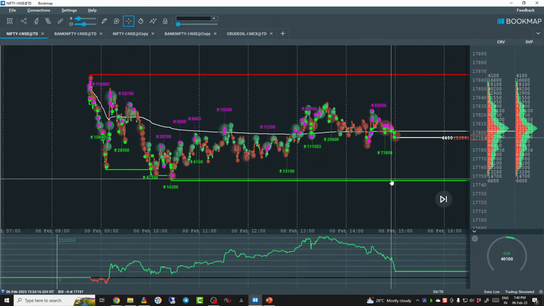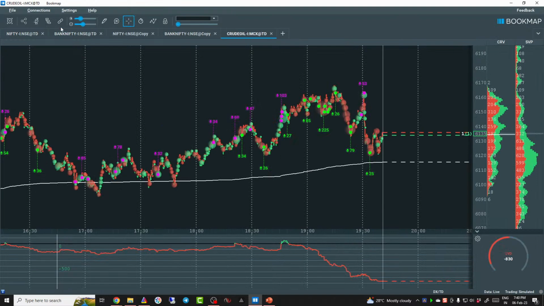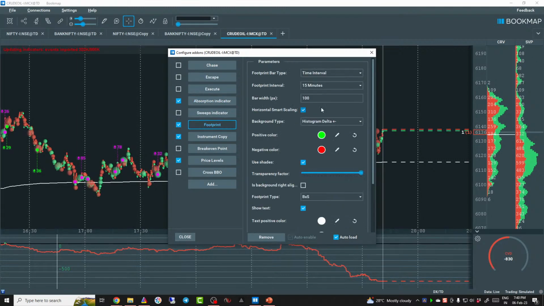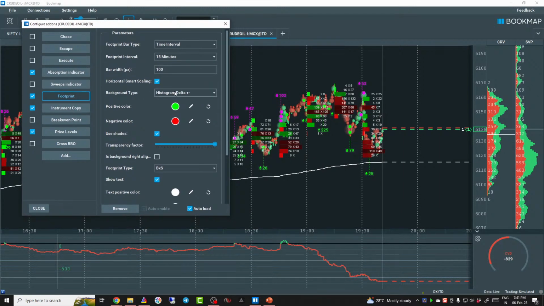And one more point I wanted to discuss today, so basically that's called a footprint chart. Just give me a moment, I can show you live itself. This will be by default enabled and by default installed in Bookmap, so you can simply enable the footprint chart. There are so many settings. I have made a separate live session, I think 2 to 3 times I have discussed it. So basically I will discuss the few important points here.